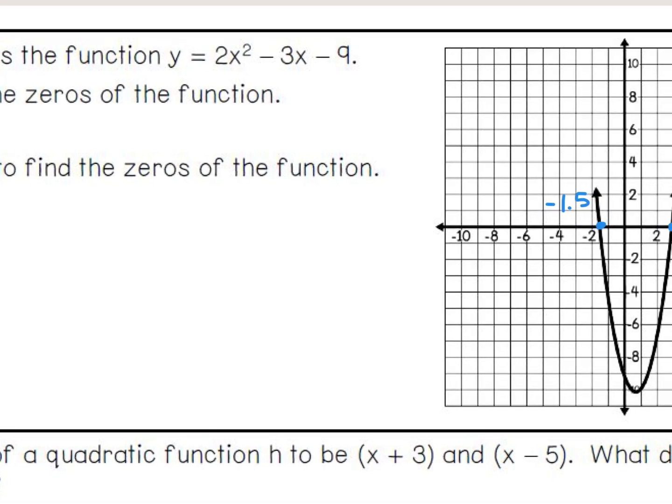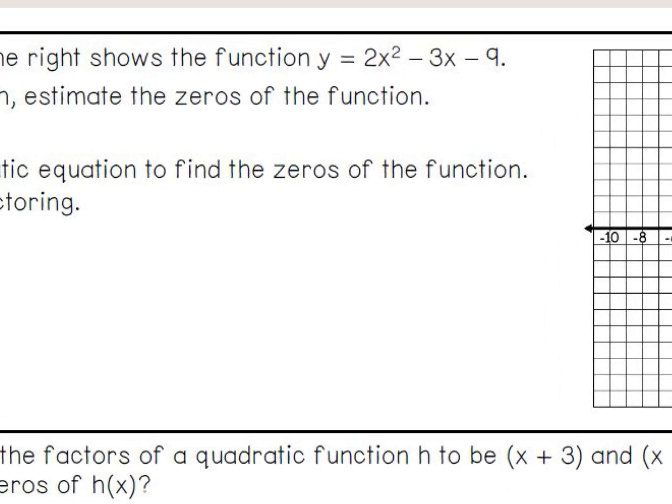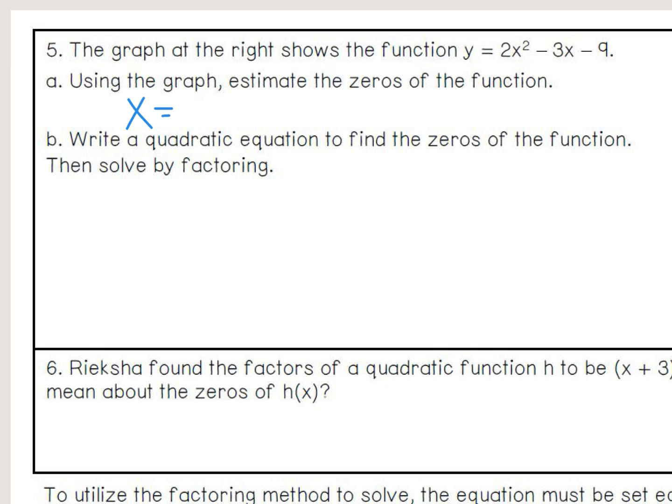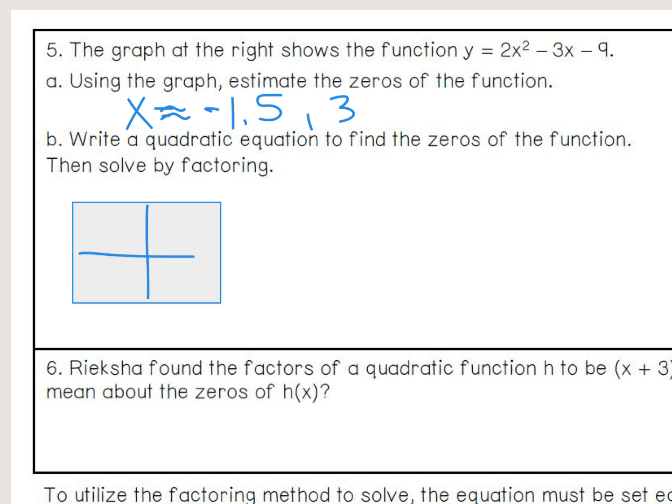Now, they did give us the equation, so even easier would be graph it in Desmos. We've looked at our graph. We've estimated. We're going to say we think it's approximately -1.5 and 3. So in this case, using the box would be necessary, especially since a is not 1. 2x squared minus 9x minus 9. A times c is -18. 1 and 18. 2 and 9. 3 and 6, and we need 3.